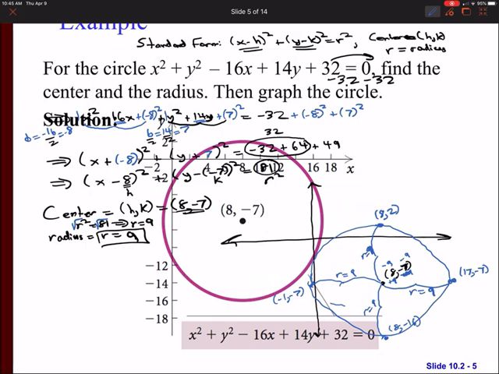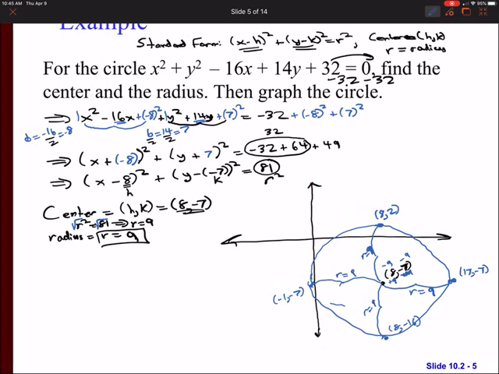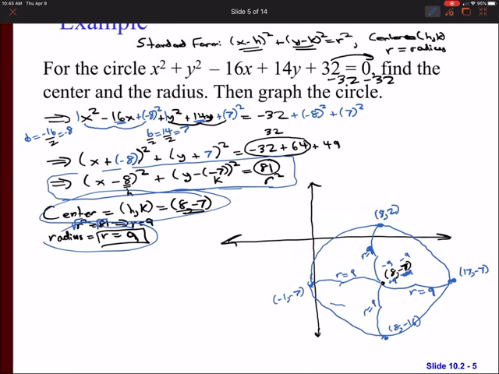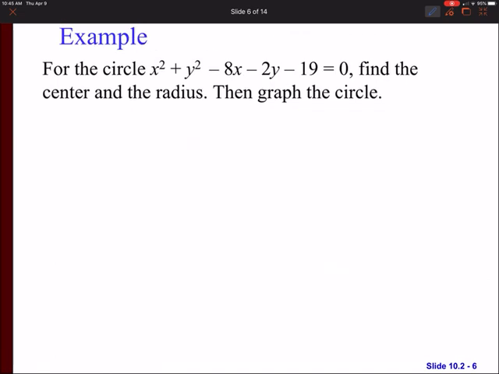But again, that's the key pieces, the information, we have to get it in standard form. Once we get that standard form equation, we can look at it and see the key piece of information, which is the center and the radius. And that allows us to sketch that circle. All right, let's move on. Let's go to another example.